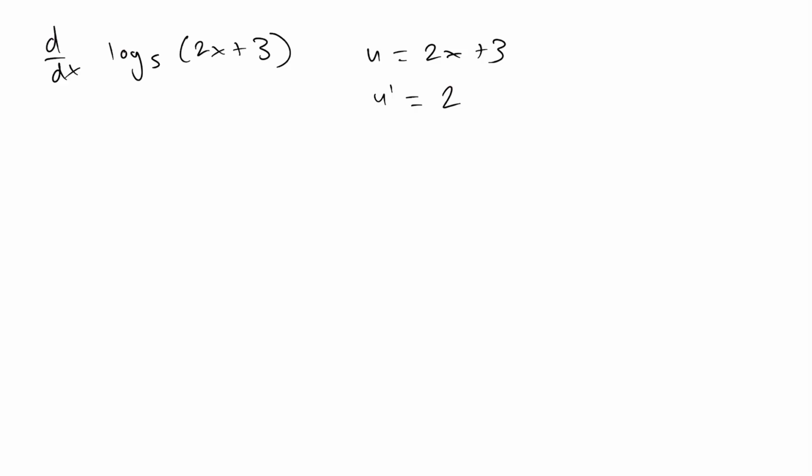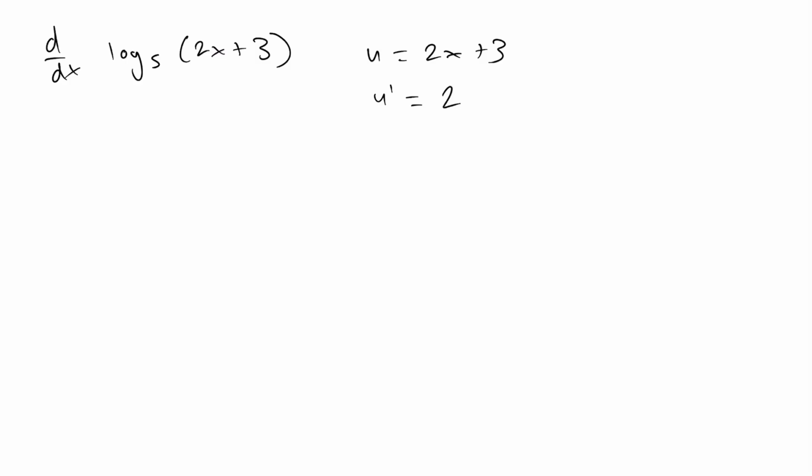If I tell you to find the derivative of log 5 to the 2x plus 3. The first step, once again, is to recognize that we have 2 functions. We're going to be using the chain rule. And inside the log, u is equal to 2x plus 3. And then u prime, or that differentiated, is going to be equal to 2, since we use the power rule for the 2x.